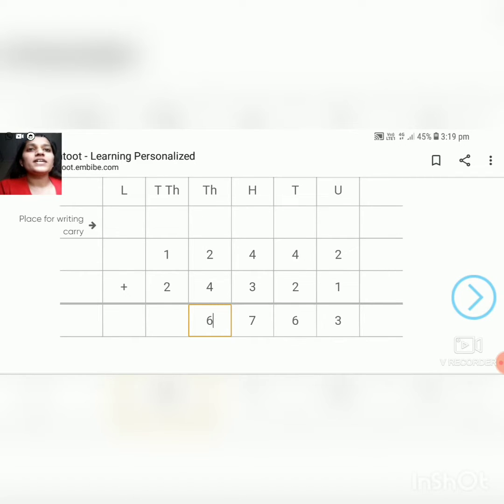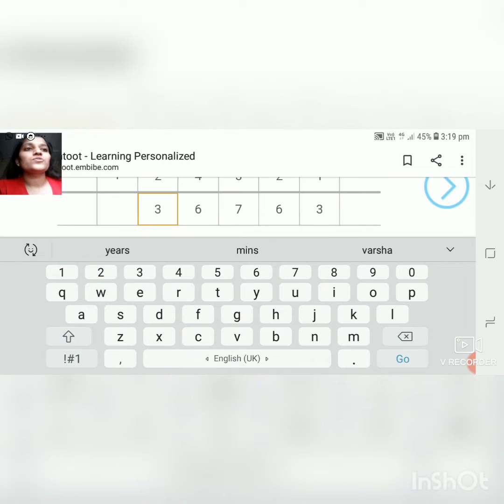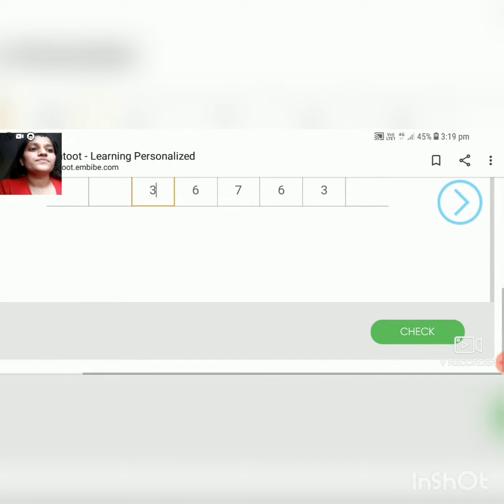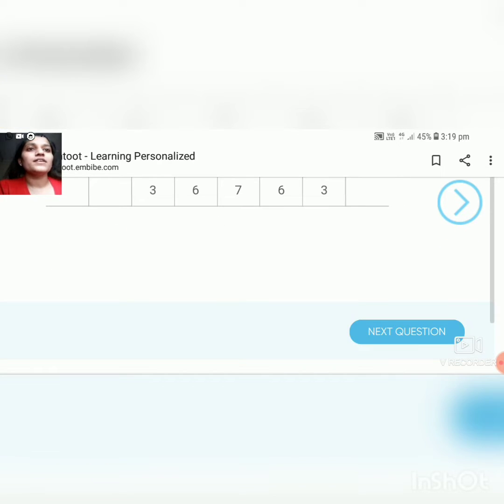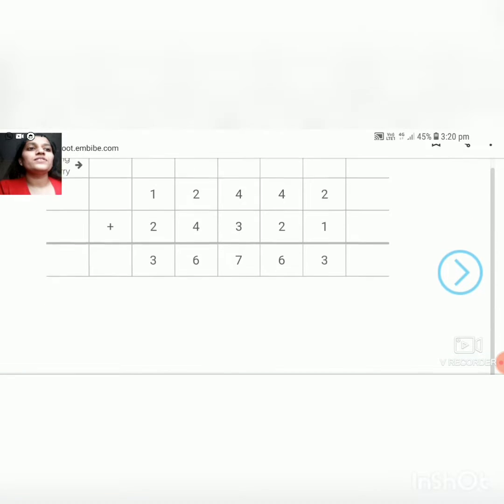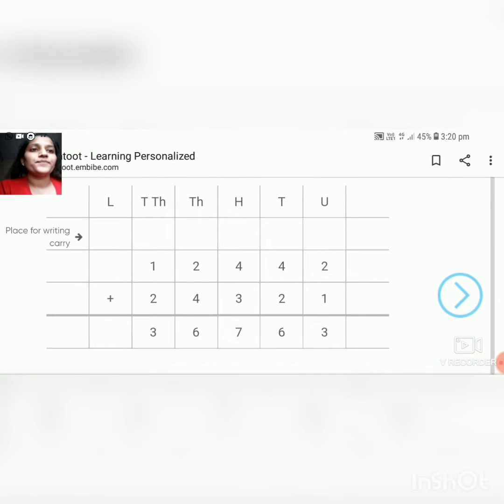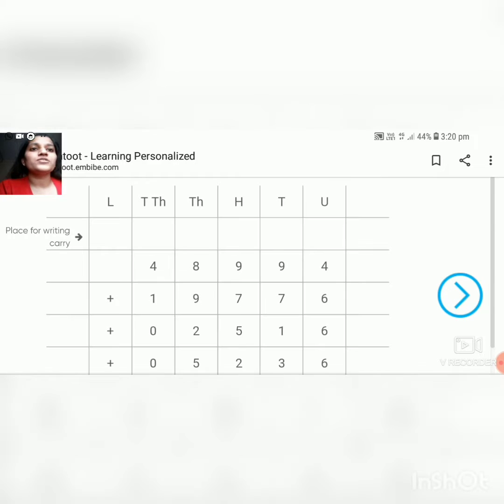Then in the 10,000s place there are 2 digits, that is 1 plus 2. So we add 1 plus 2 is equal to 3. So students, we can see our final answer is 36,763. Let's check our answer. Yes, here we can see that they have given the next question option. That means our question with answer is ready. Like this, you can solve the sums of 5-digit numbers.